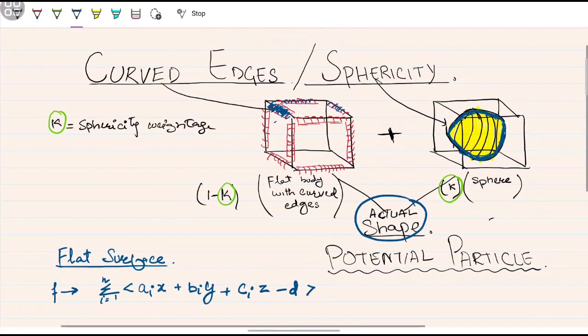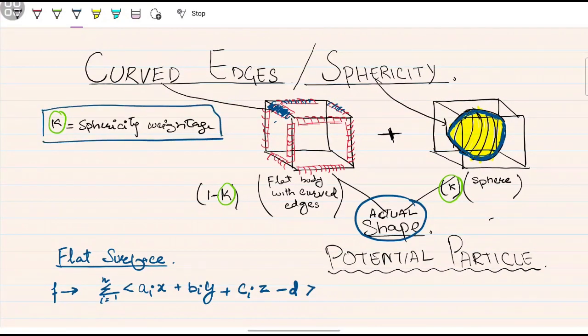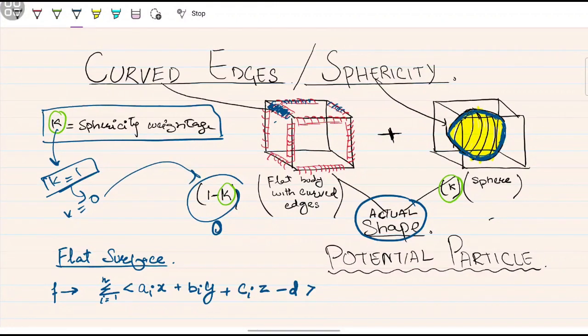Before that, I'm going to say that in order to add sphericity to the particle, we will come across this term, sphericity weightage. Just by changing this weightage, we can give a different shape or sphericity to the particle. If k is equal to 1, it would be fully spherical, and this term will be 0. Likewise, you can change it for different values. For k is equal to 0, sphericity is 0, and this would be fully flat with some curved edge, whatever the value of the curved edge is. The curved edge is given by a term r. We will see how to give that also.